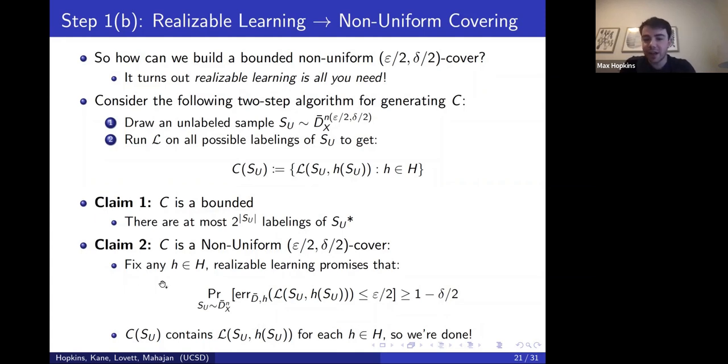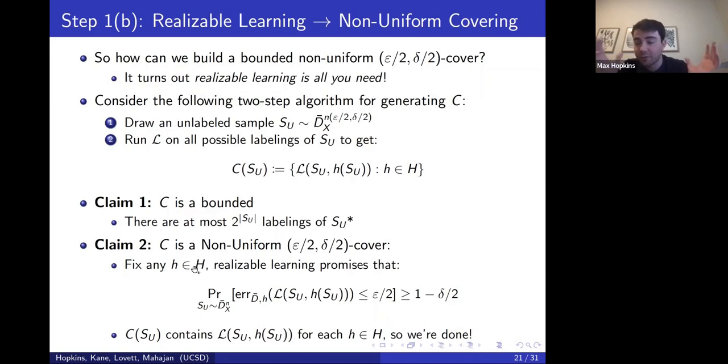Well, the definition of realizable learning says that for any fixed hypothesis in the class, realizable learning promises that with high probability over samples, with probability 1 minus delta over 2, the output of the learner on a labeled sample, where the label is given by H, is within epsilon over 2 of H. This is exactly the statement of winning the realizable game. The learner outputs something within epsilon over 2 of the adversary's choice, within epsilon over 2 of H, with probability 1 minus delta over 2. That is just the definition of realizable learning. And this is true for any fixed H in the class.